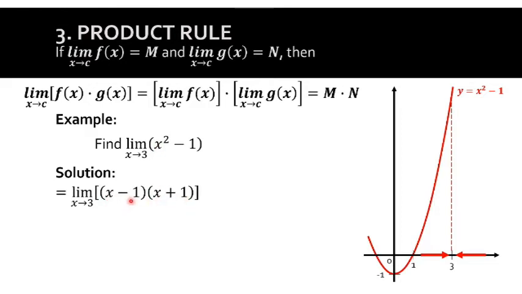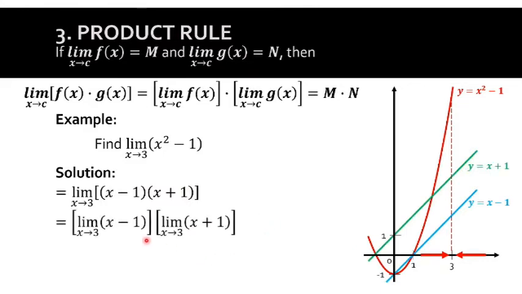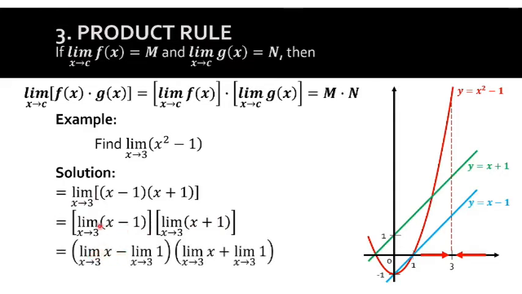two functions. So we can take the limit of those two factors, y is equal to x minus 1 and y is equal to x plus 1 as x approaches 3. So we can multiply their limits later. In each factor, we can use the sum and difference rule. That is the limit of x minus the limit of 1 as x approaches 3 times the limit of x plus the limit of 1 as x approaches 3.